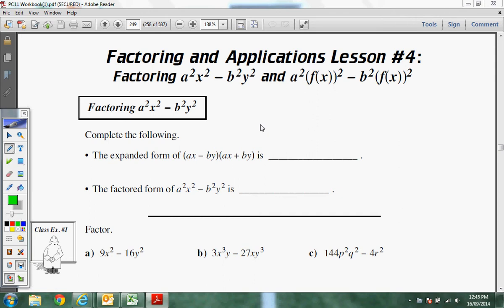Okay, so this one is pretty much a big difference of squares section. It gives you a really ugly one, but it still is a difference of squares, because you have a difference and everything is squared.